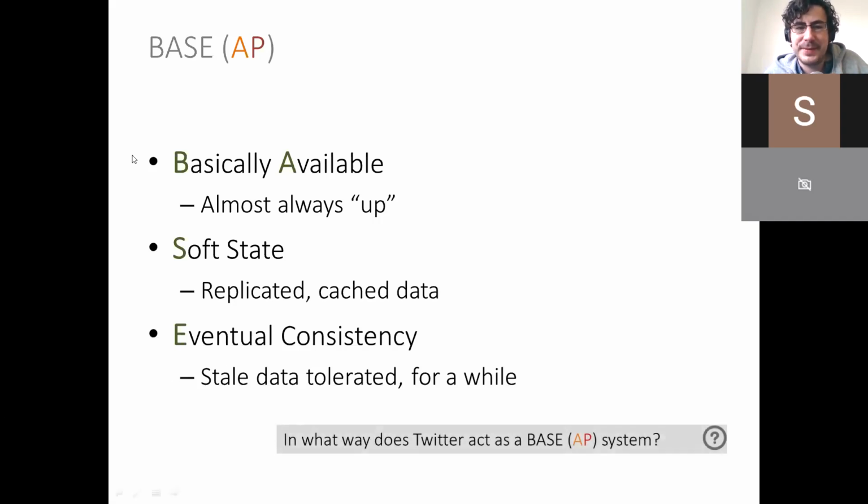Okay, so now that we think about this BASE system, it might be interesting to think about a real example. So in what way does Twitter act as a BASE or AP system? So here's maybe an interesting question. What kinds of partitions could we have in Twitter? We already spoke about one type of partition that could cause messages to be delayed or lost.